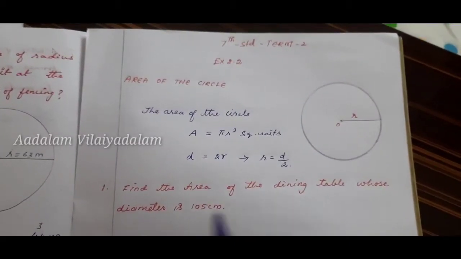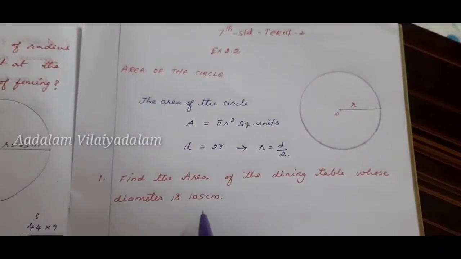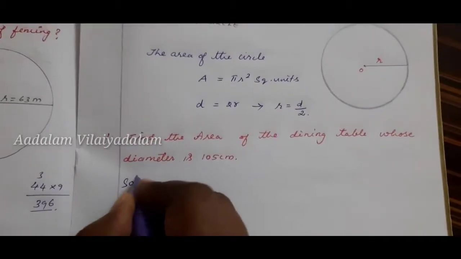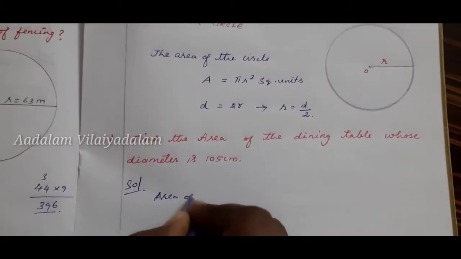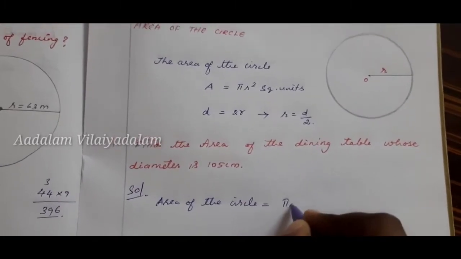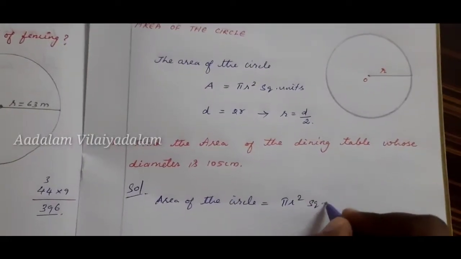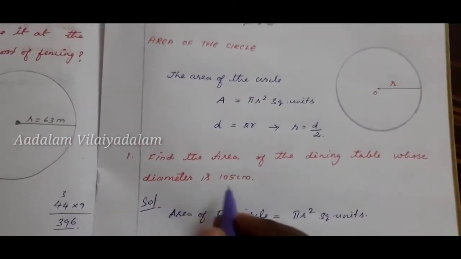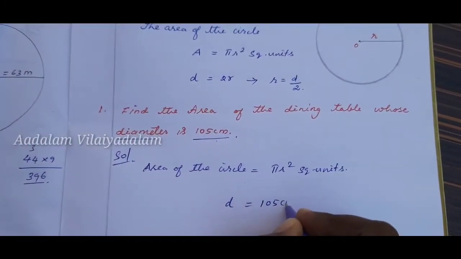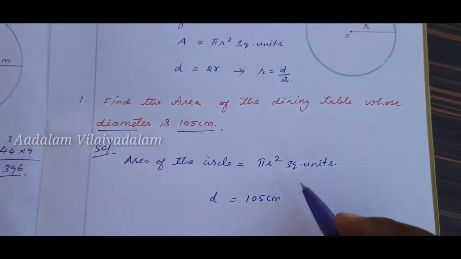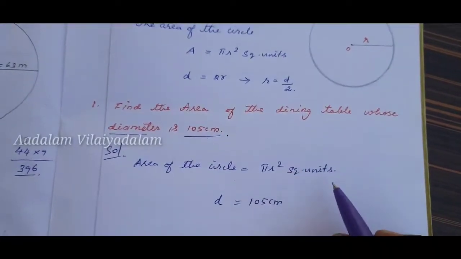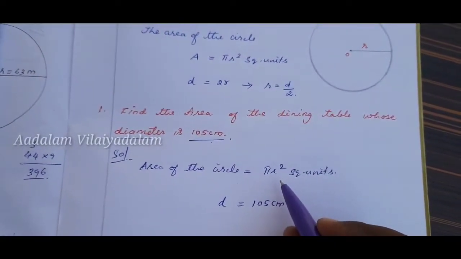Now the question is, find the area of the dining table whose diameter is 105 centimeter. Now the area of the circle we can write, the formula is pi r squared square units. Here the given measure is 105 centimeter. Now look at the formula here. The formula is in the form of pi r squared. Therefore we need r. So how can we find the r?